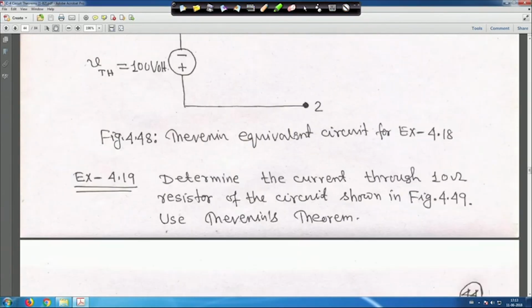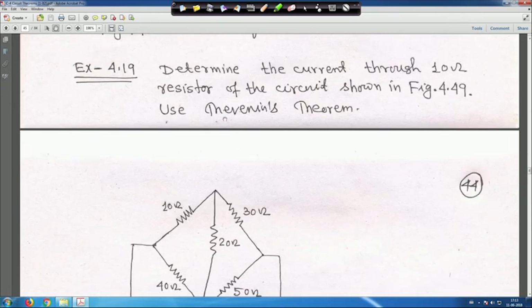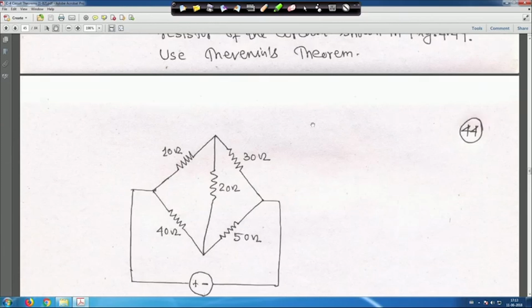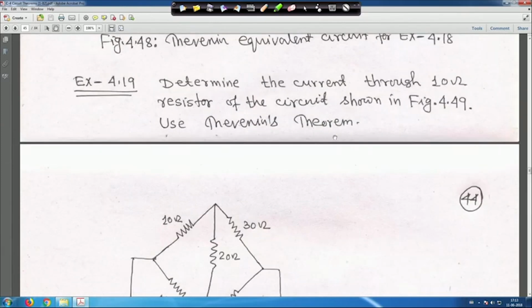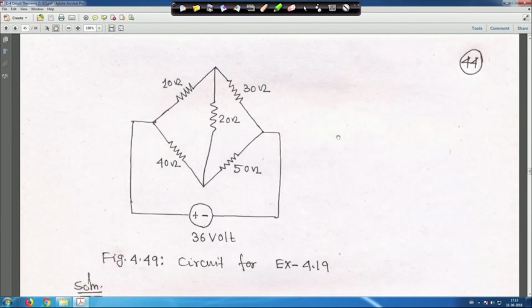So, next is you determine the current through 10 ohm resistor of the circuit shown in figure 49 using Thevenin's theorem, right. You have to find out the current through 10 ohm resistance. That means, you have to open 10 ohm resistance to get the V Thevenin, and similarly you have to find out the R Thevenin there.